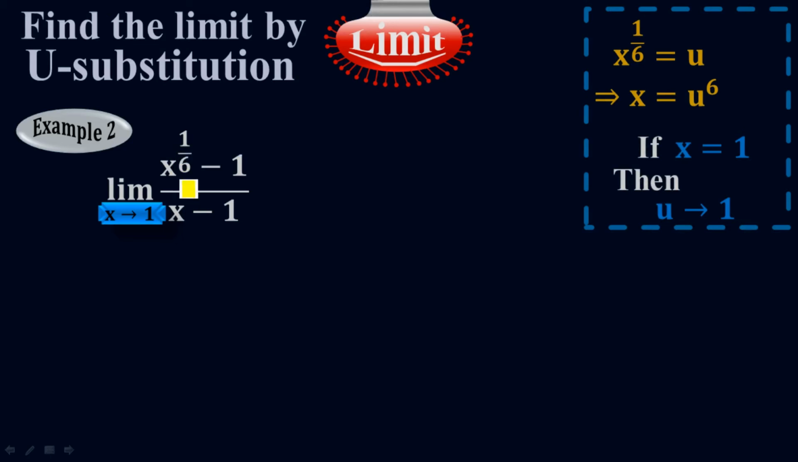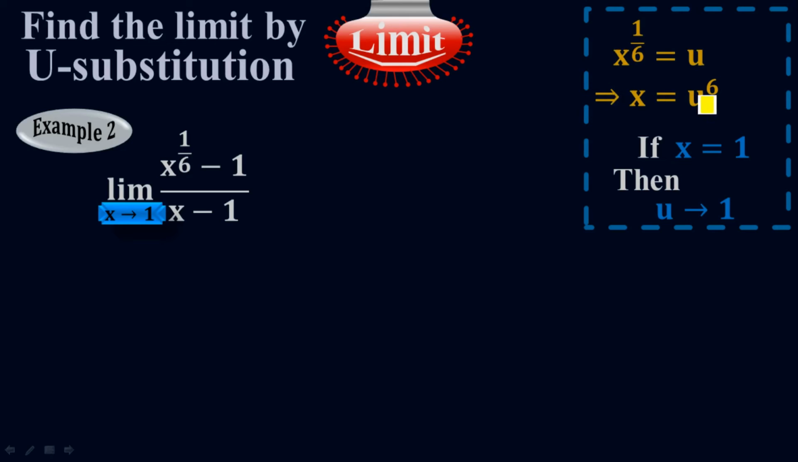I have my f of x, which is x to the 1 over 6 minus 1 over x minus 1, where x approaches 1. So I just picked this first term from the numerator and let it equal u. So now x to the 1 over 6 equals u. When I take the power of 6 on both sides, I'll get x to the 6 over 6. So 6 will cancel with the 6, and I will be left with only x, and I will have u to the 6. Just take the power of 6 on both sides.